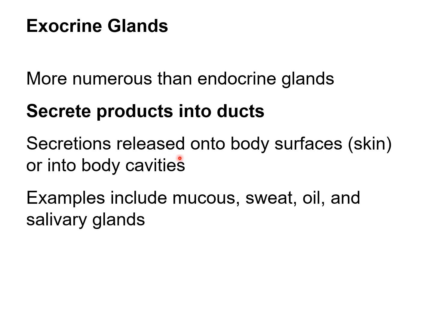Think of glands in your skin, like sweat and oil. We also have salivary glands and mucus glands. These secretions aren't meant to be circulated in the bloodstream. They're meant to act in their local area.